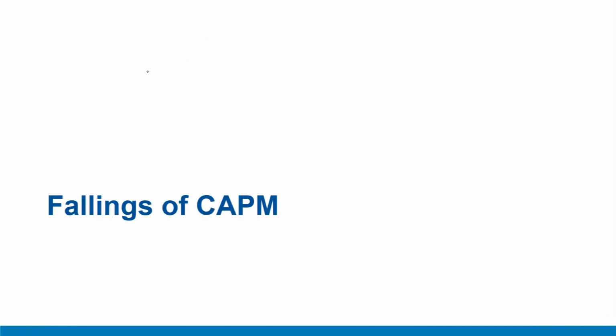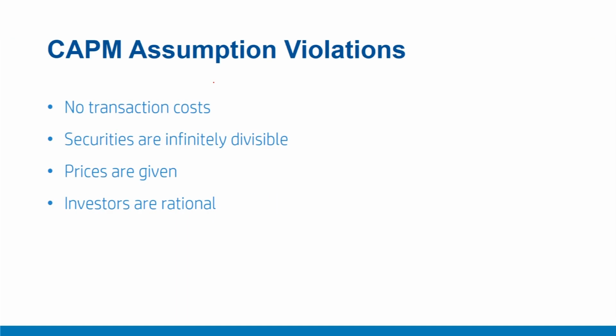Failings of CAPM. In this video, we'll talk about certain assumptions of CAPM that are violated in real life scenarios. First, CAPM assumes no transaction cost, that is, absence of frictions such as bid-ask spread, security transaction taxes, and brokerage charges, commissions. However, we know that in real life, such transaction costs do exist, and many times these transaction costs comprise a large fraction of trading costs.